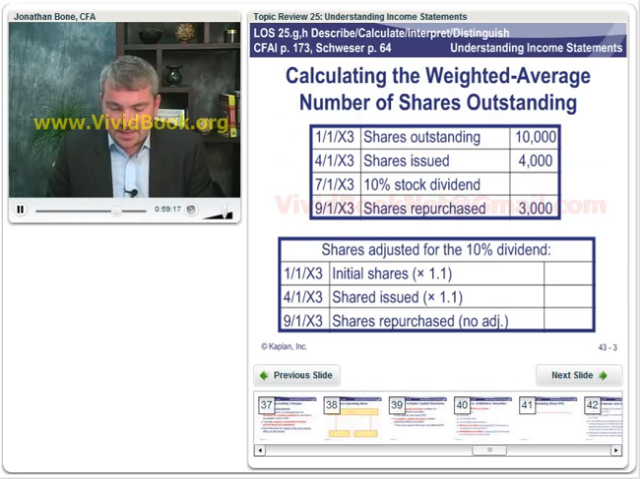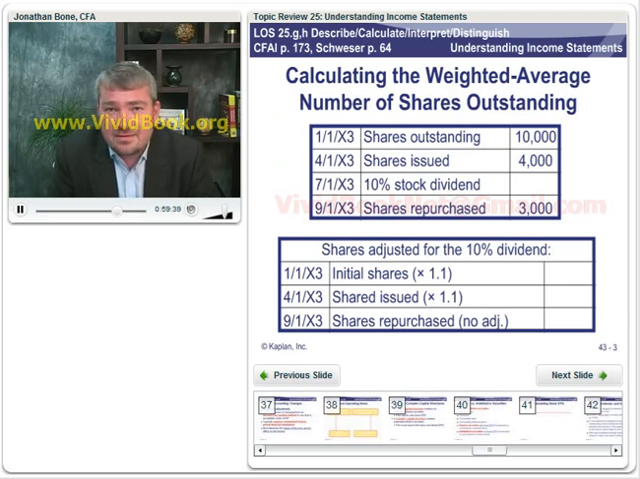So we need to be able to calculate our weighted average number of shares in issuance for a year. So let's have a look at the following example. In our following example, we've got the number of shares outstanding at the beginning of the year, 10,000, and that's on the 1st of January. Then we've got on the 1st of April 4,000 shares being issued.